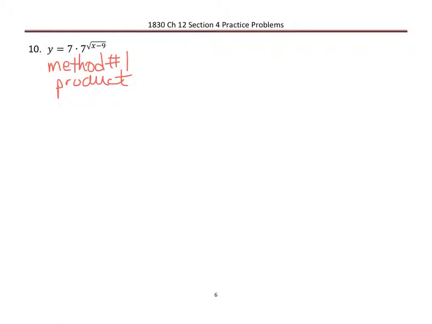Which means that you're going to take the derivative of 7. We're going to split it like that. And so the derivative of 7 is 0. And the derivative of 7 to the square root of x minus 9 is the natural log of 7 times 7 raised to the square root of x minus 9 times the derivative of the square root of x minus 9, which is x minus 9 raised to the negative 1/2 power.